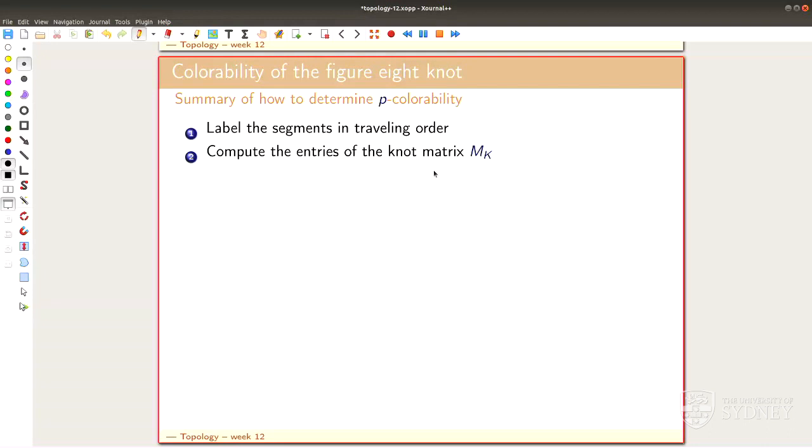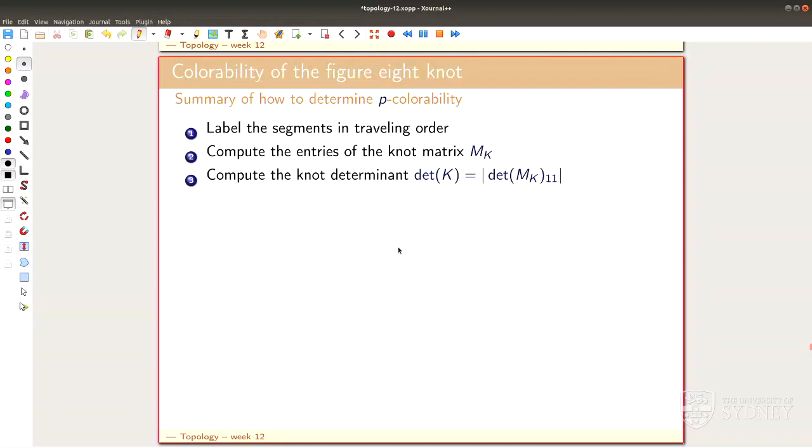Labeling the segments, labeling the crossings, and computing the entries of the knot matrix. It will be a 4x4 matrix. So this beast here will be 4x4: four crossings and four segments. It'll be a 4x4 matrix, and you compute the determinant of the matrix, I say it again.